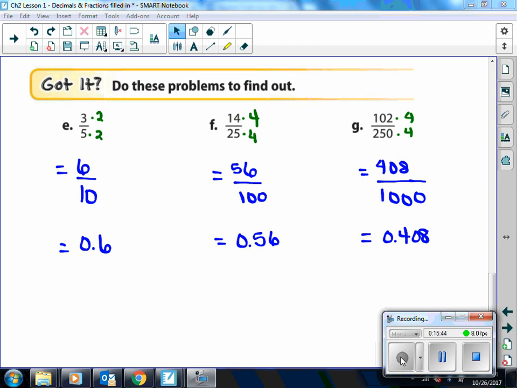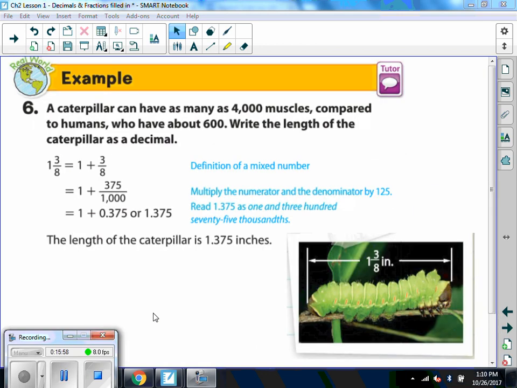All right, a caterpillar can have as many as 4,000 muscles compared to humans who have about 600. Write the length of the caterpillar as a decimal. So here, there's the length of the caterpillar.